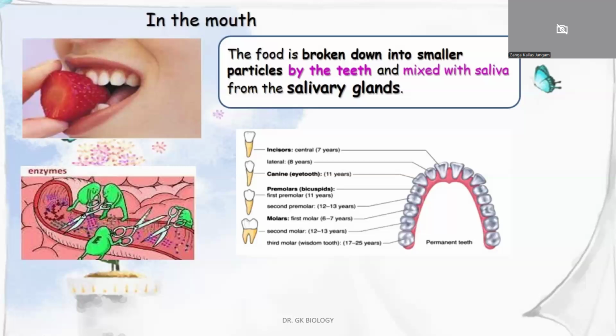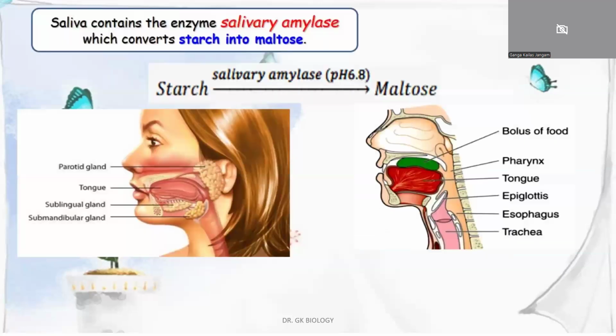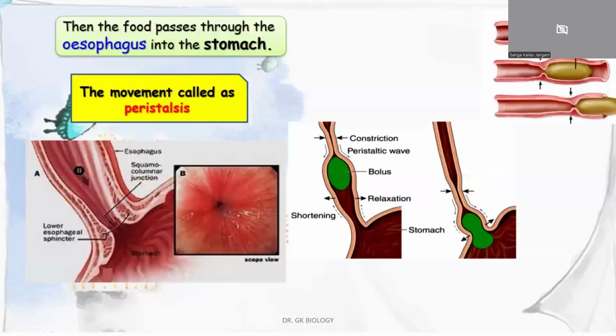So, what is the function of the salivary glands? They release the saliva, which consists of salivary amylase, which will break down complex sugars in the form of starch or carbohydrates into the simple sugar called maltose. Here you can see the starch, salivary amylase, and maltose. Saliva contains the enzyme salivary amylase which converts starch into maltose. This is the first one. It's very important, the first enzyme.